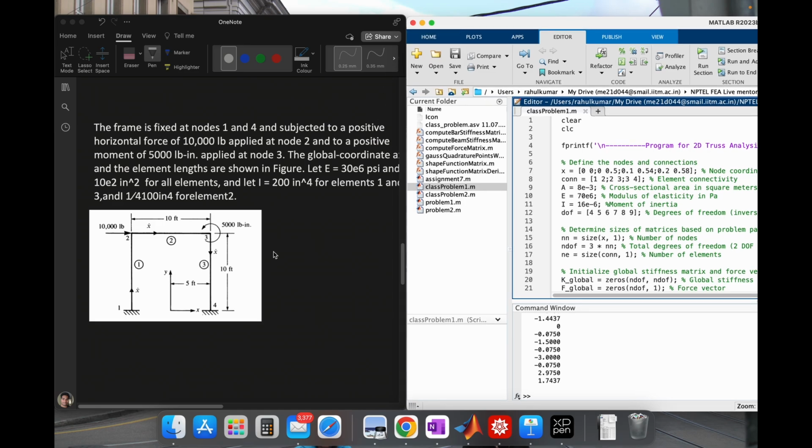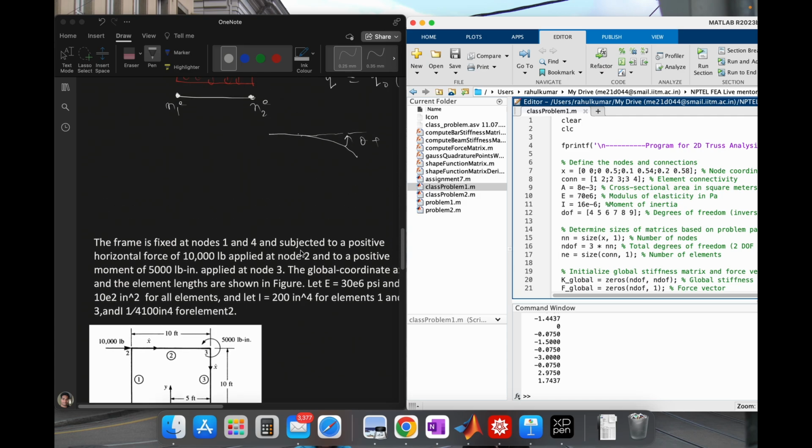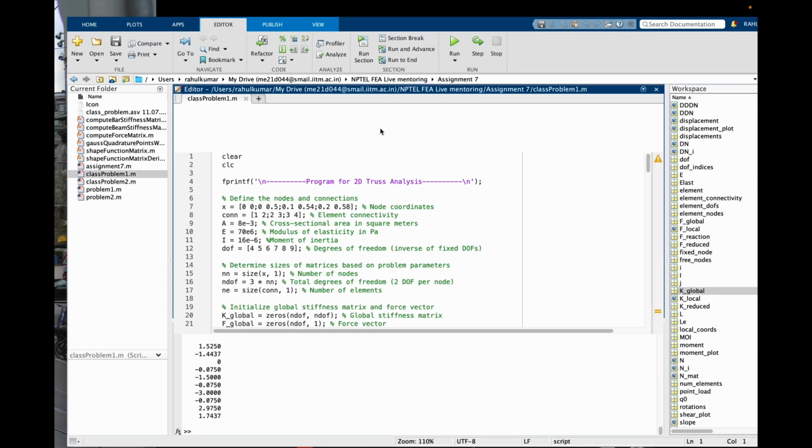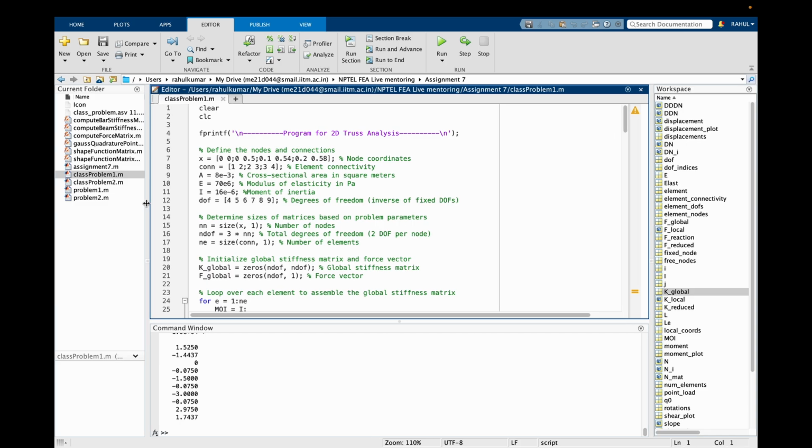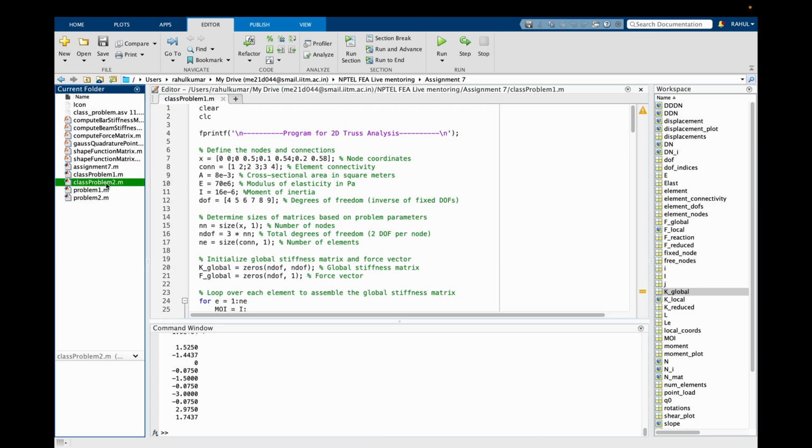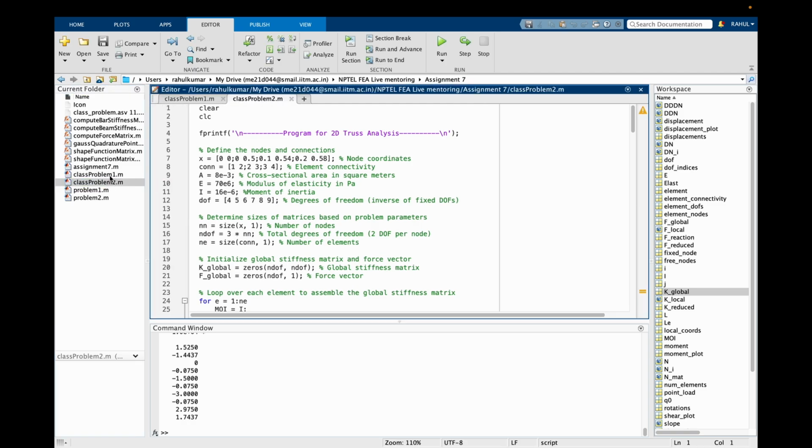This problem I will not discuss, we will do it later. Let's discuss the problem which sir has done in the class. This is class problem 1, this is class problem 2, and the problem was like this.